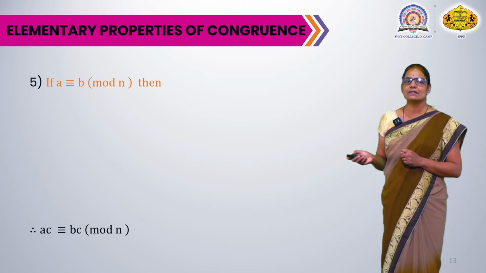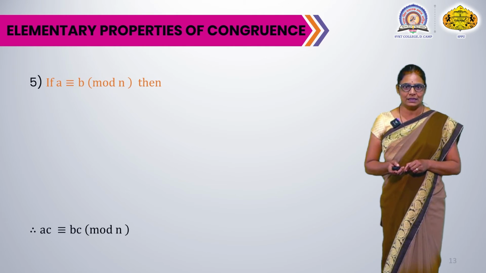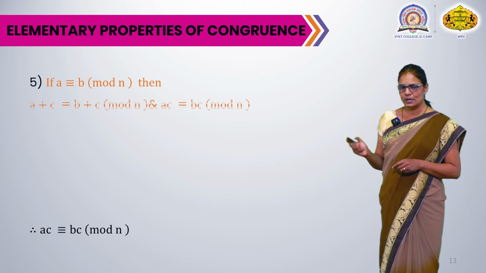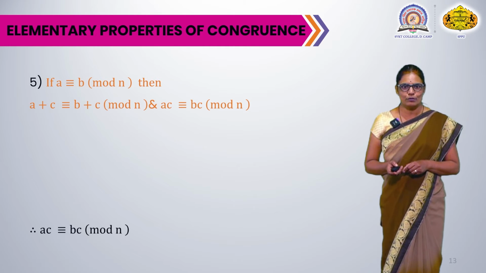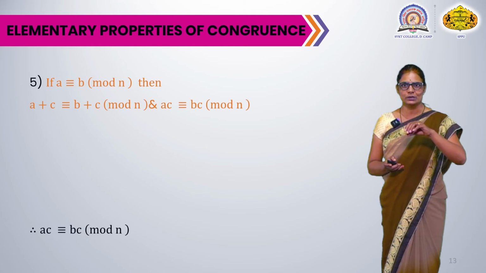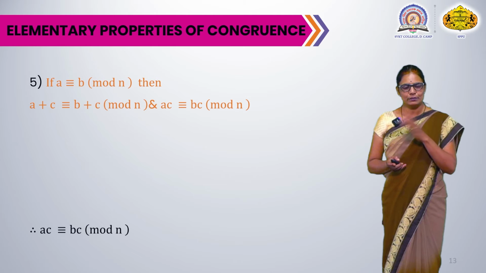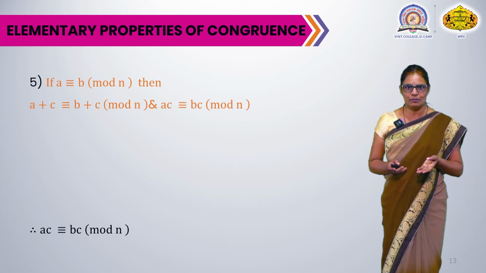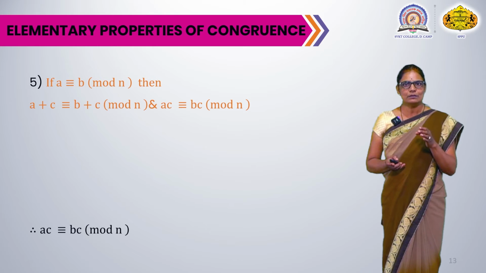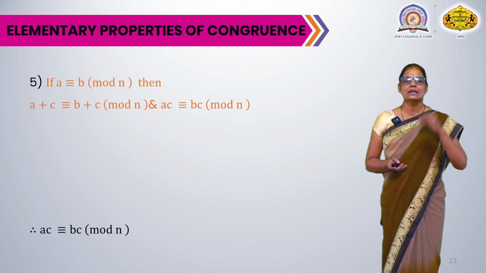Now this is our last property. In the last property we want to prove that if A is congruent to B modulo N, then AC is congruent to BC modulo N, as well as A plus C is congruent to B plus C modulo N. This property is again just like an equation. We know that if you add any number on both sides of an equation, then equality remains the same, or if you multiply both sides of the equation by the same number, then also equality remains the same. Same thing for this property.